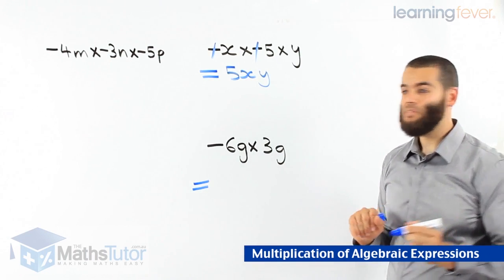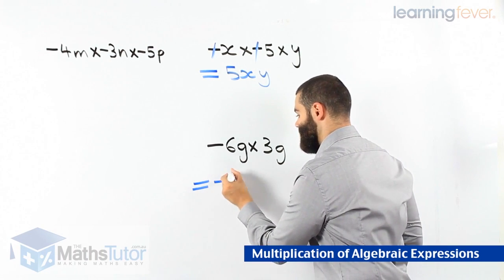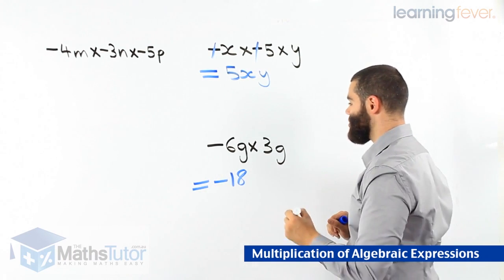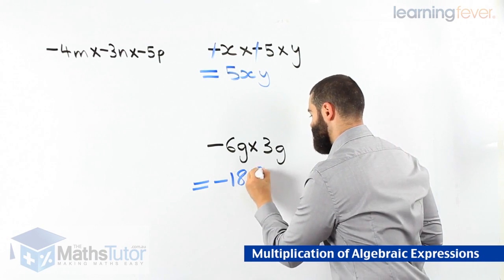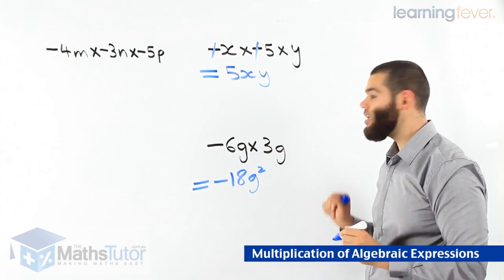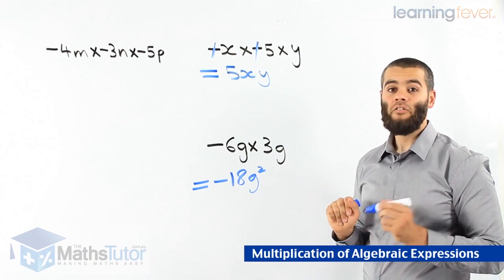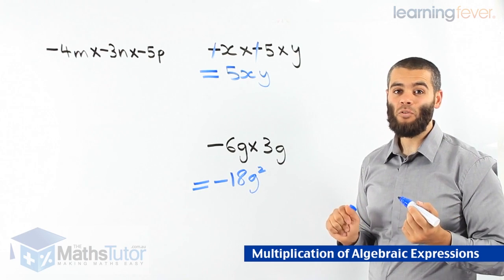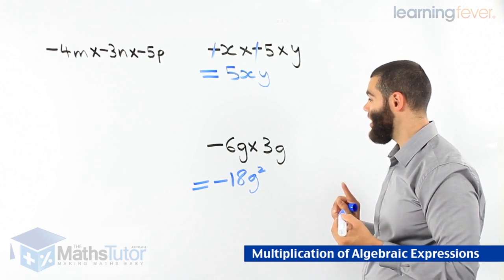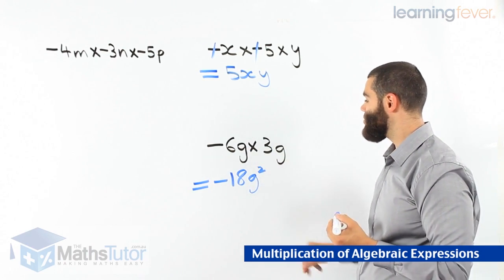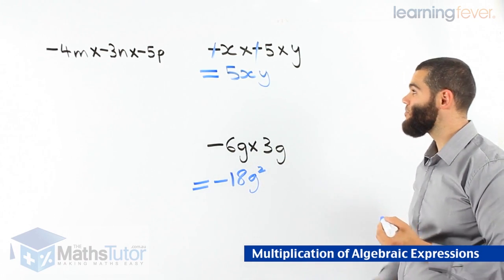Here we have negative 6g times 3g. Negative 6 times 3, negative 18. And we know g times g is g squared. Very important in multiplication. G times g is g squared. It's like saying 5 times 5, 5 squared, or 10 times 10, 10 squared. Very important that you realize that. Negative 6 times 3 is negative 18. G times g is g squared.